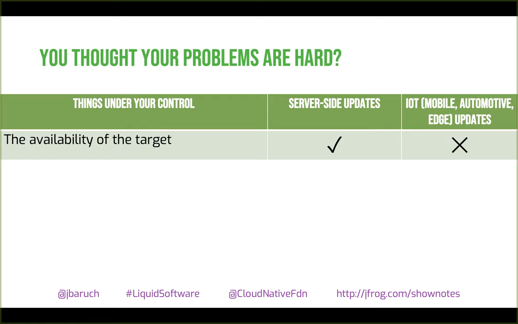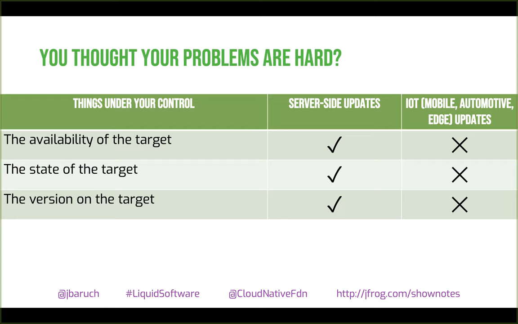They don't know if the computers are on or off. They don't control the state of the target. They don't know if there are in-flight requests, if there is something happening on the device. They don't know which version they are going to update. Maybe this device didn't get updates for the last 3 years and the other device is on the latest version. And they don't have access to the target in case something went wrong and they need to log into it. We can always go and log into our servers and see what's going on. They don't have this luxury. So our life as server-side developers is much easier, and still we manage to royally screw it up.